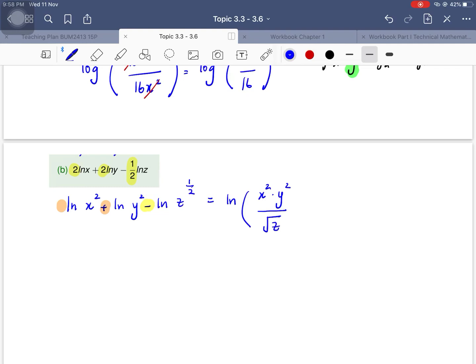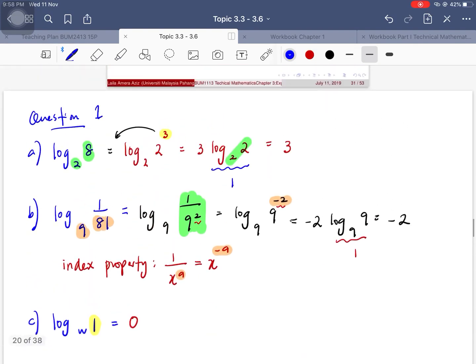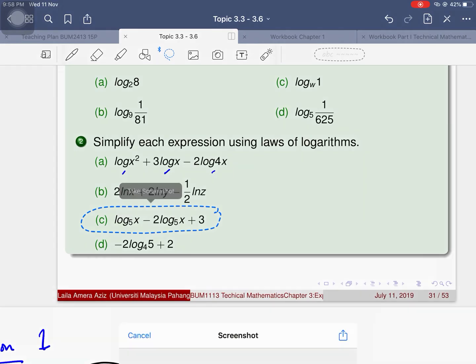Or I can actually write that as square root of z. That is the same, because square root of z is actually z to the power of a half. Okay, so that is going to be the simplest form that it could be. So now let's proceed to C and D. Finish this off.